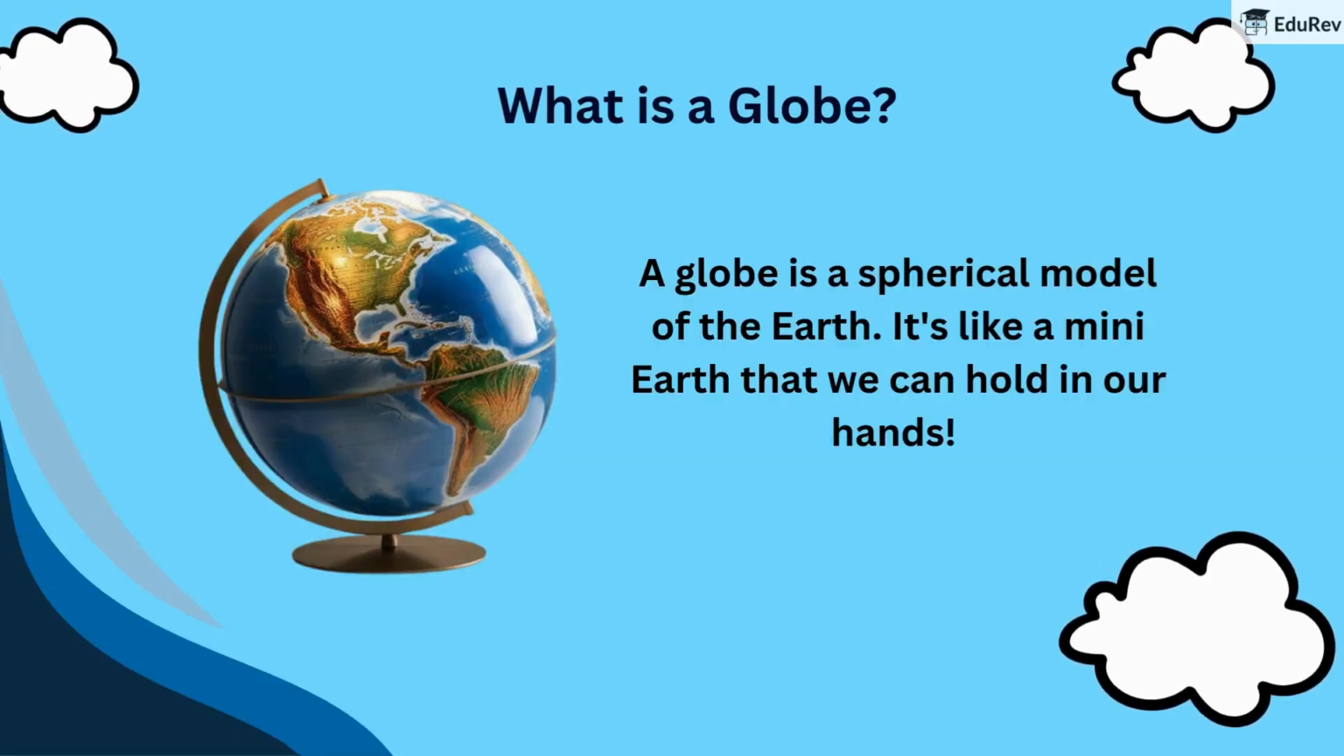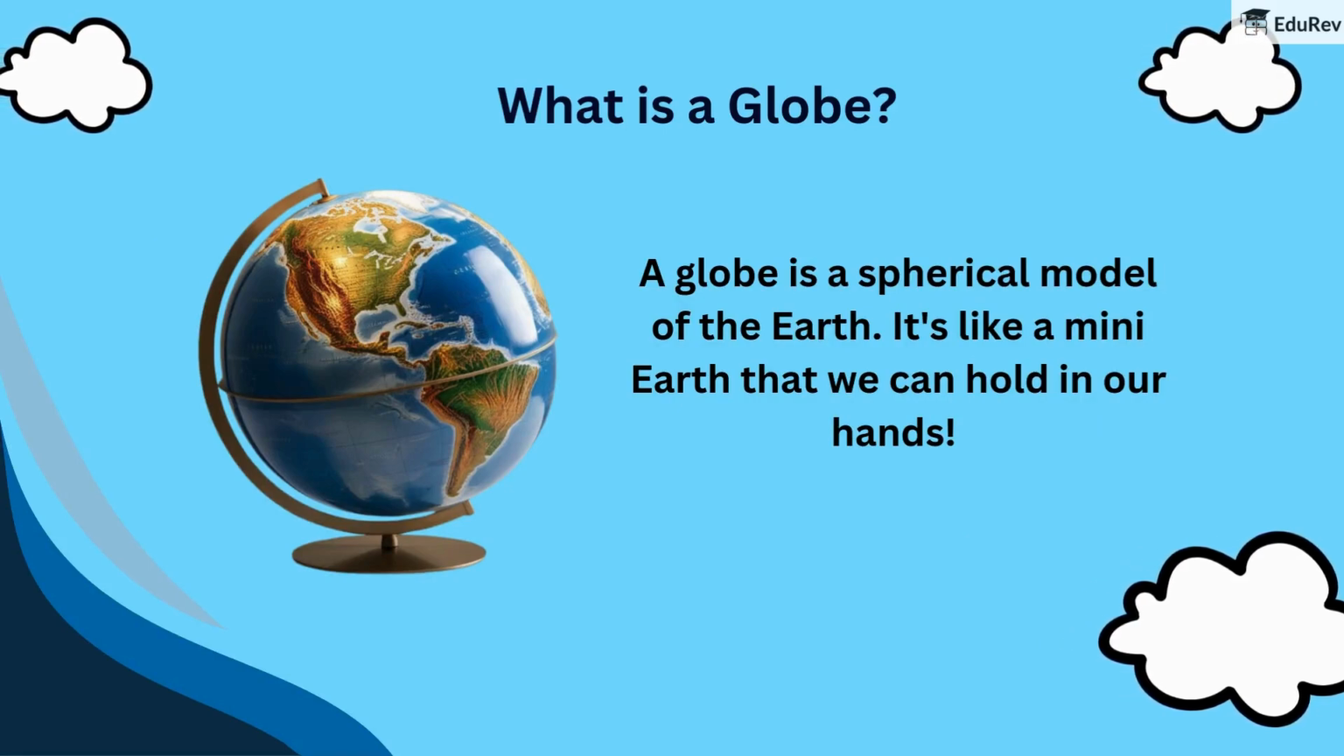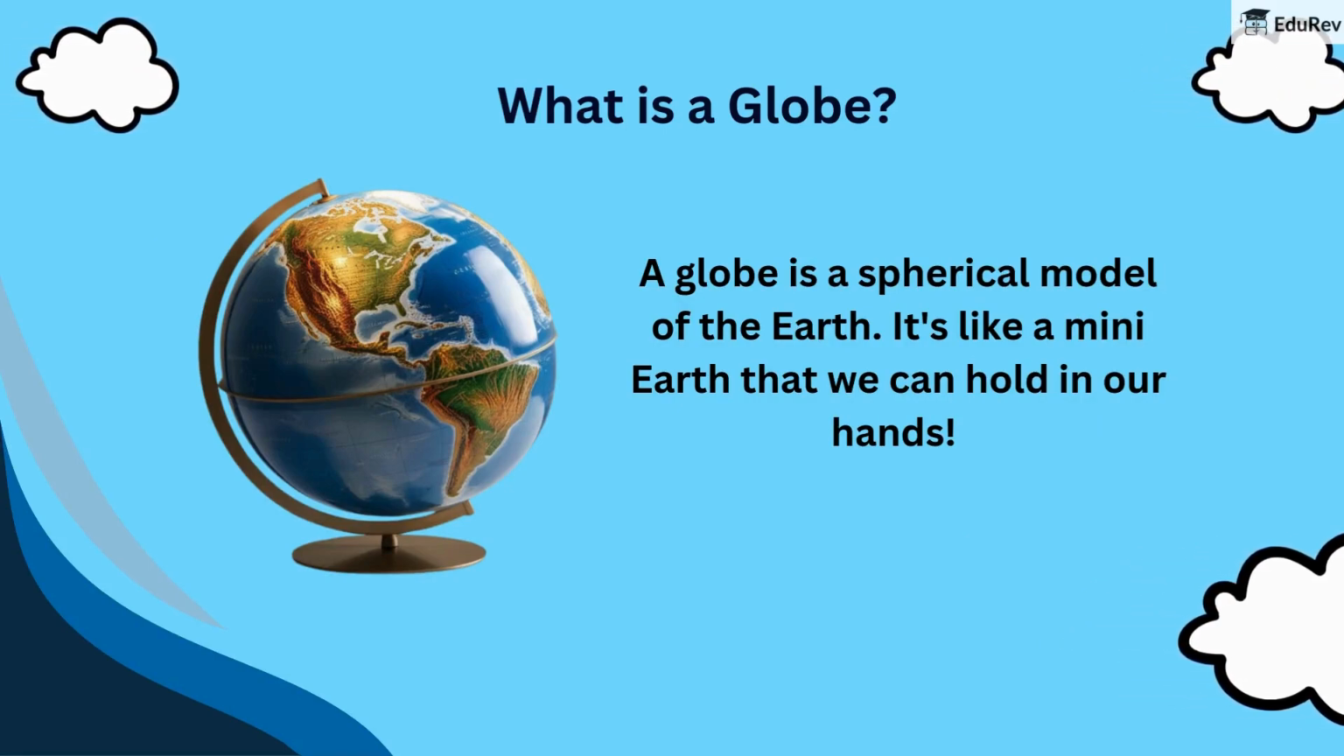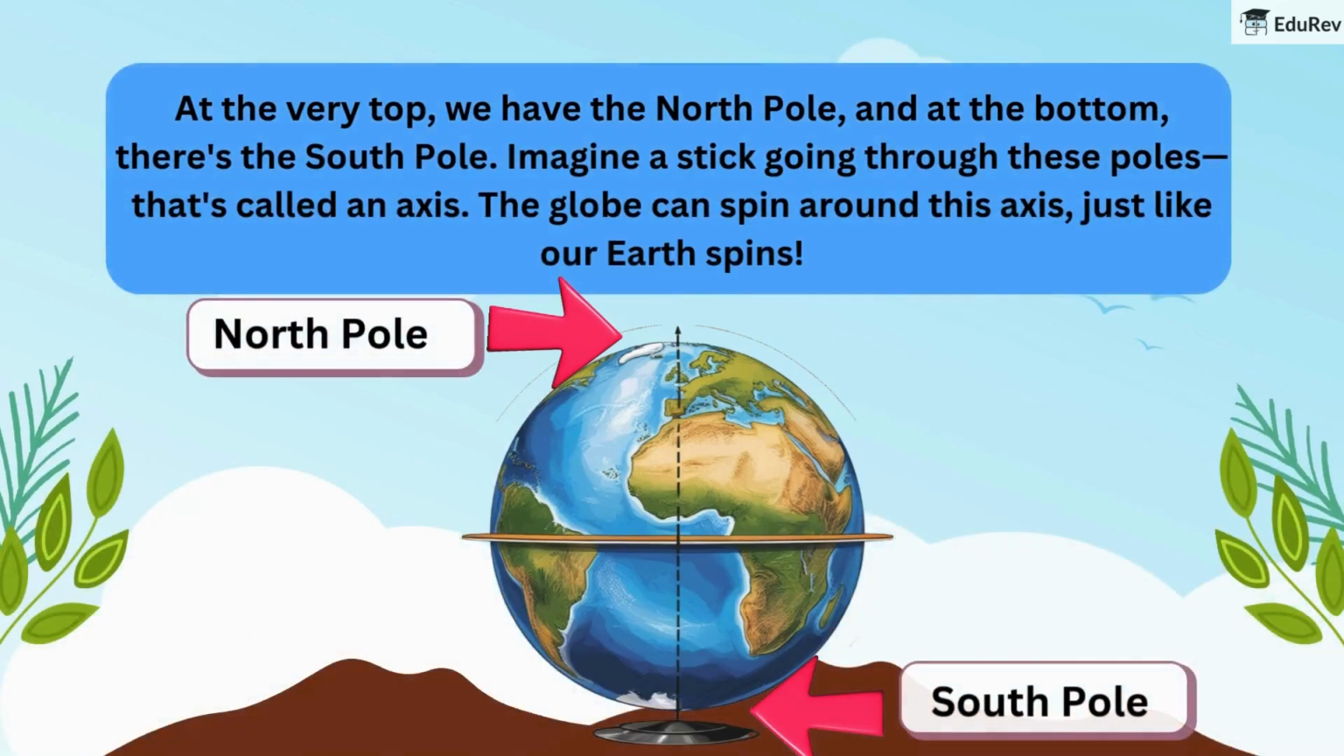What is a globe? A globe is a spherical model of the Earth. It's like a mini Earth that we can hold in our hands. At the very top, we have the North Pole, and at the bottom, there's the South Pole. Imagine a stick going through these poles that's called an axis. The globe can spin around this axis just like our Earth spins.